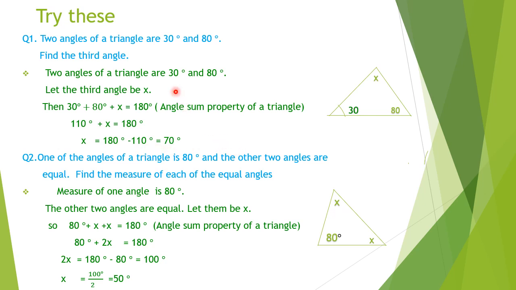Okay. So, if you write the given measurement in a figure, it will be easy for you to understand and solve the problem. Okay, children? Without figure also you can do. Okay. Now, question number 2. One of the angles of a triangle is 80 degree and the other two angles are equal. Find the measure of each of the equal angles.